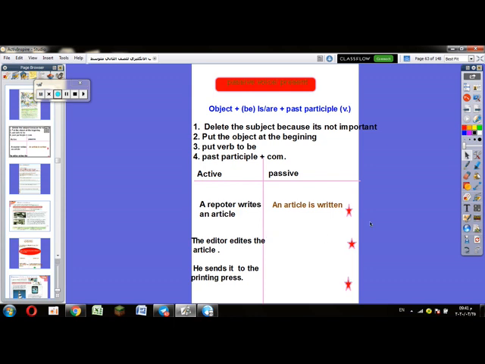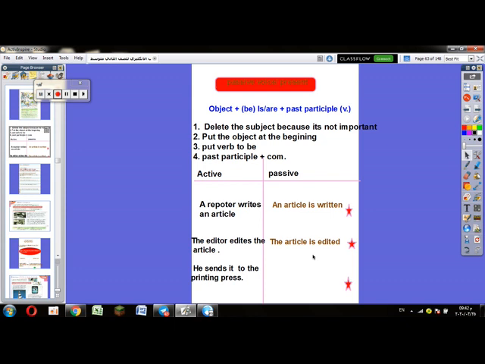Now I'm going to solve this sentence. So the article is edited. What we did, in fact, we delete the subject because it's not important. So we remove the editor. We bring or put the object at the beginning. So we bring the article because it is the object. We put it in the beginning of the sentence. Then we put the verb is because the sentence is in the present simple. Then we change the main verb to past participle.